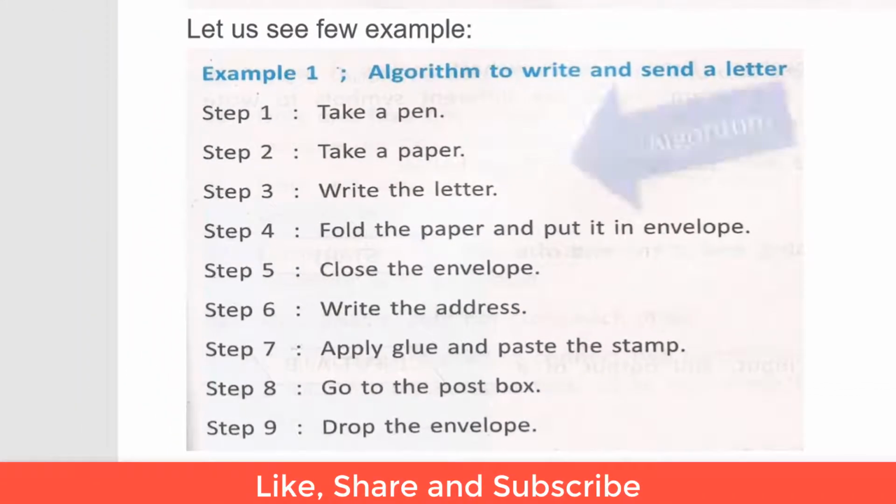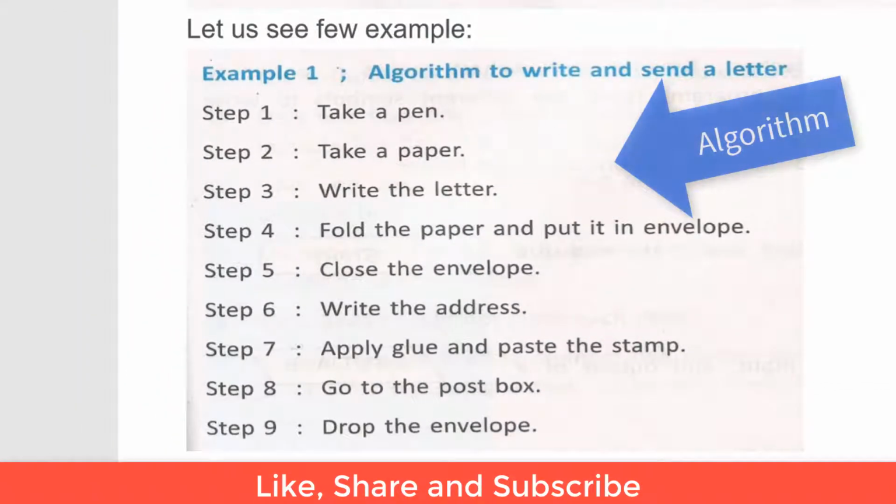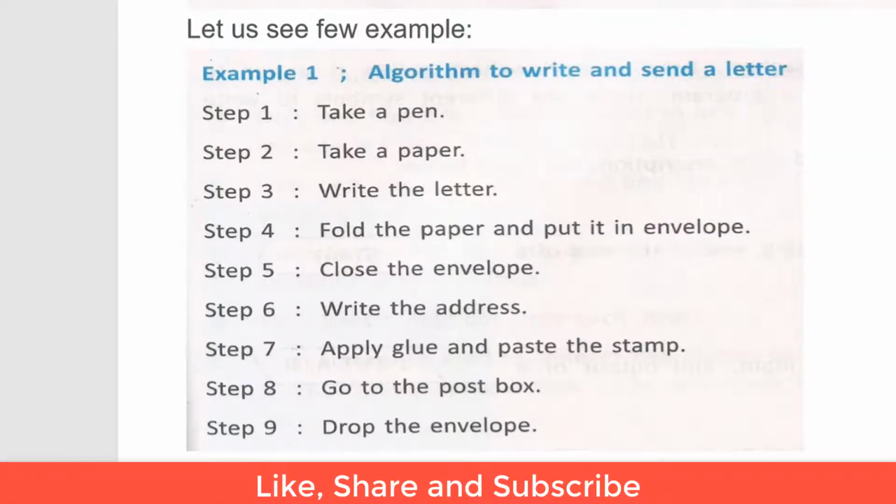So the first step is take a pen. Second step, take a paper. Third, write the letter. Fourth, fold the paper and put it in envelope. Fifth, close the envelope. Sixth, write the address. Seventh, apply glue and paste the stamp. Eighth, go to the post box. And ninth, drop the envelope.